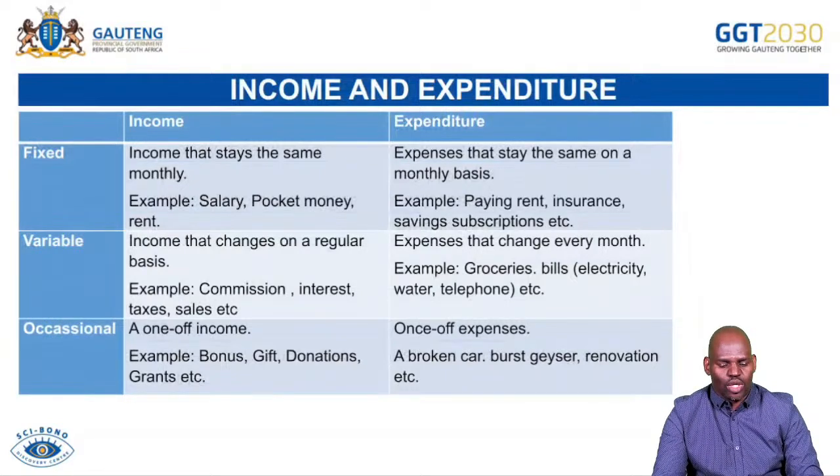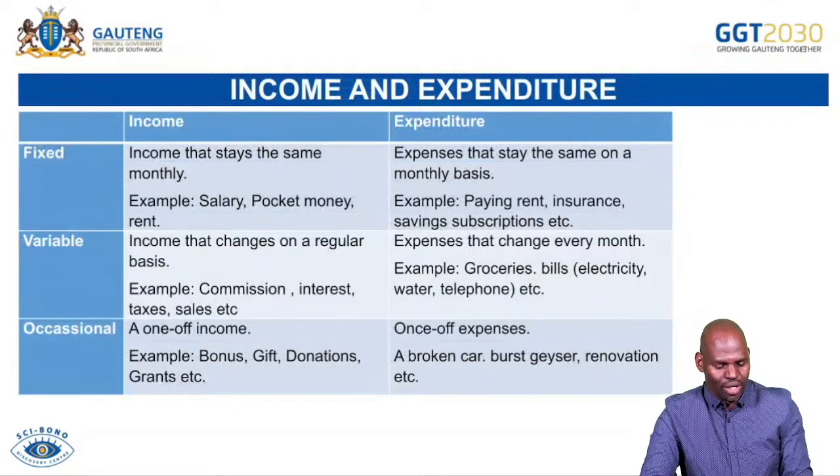Now, with regard to income and expenditure in a business, some will always remain the same. So we've got what is called a fixed income. A fixed income is an income that stays the same monthly.